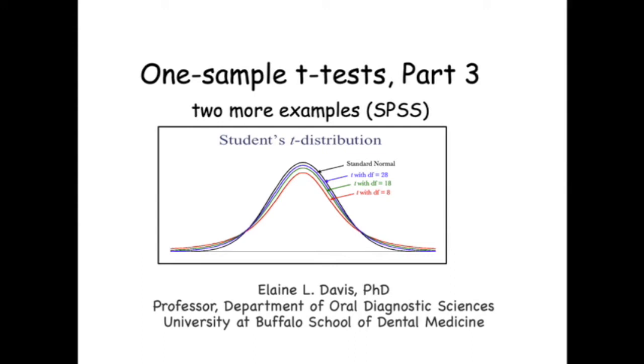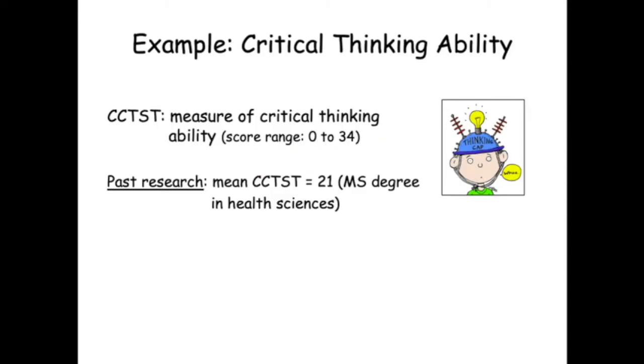In this video, we'll work through two more examples of a one-sample t-test using SPSS. Past research reported mean critical thinking ability, as measured by the California Critical Thinking Skills Test, for adults entering the job market with a master's degree in the health sciences to be 21. We want to know whether mean critical thinking ability of UB Health Sciences graduates is any different.